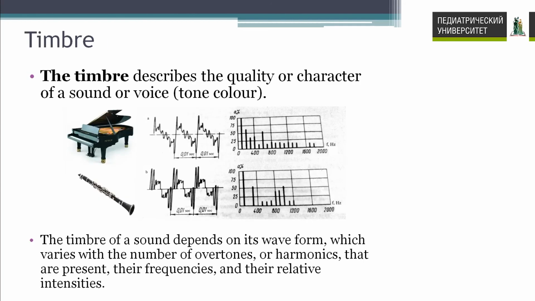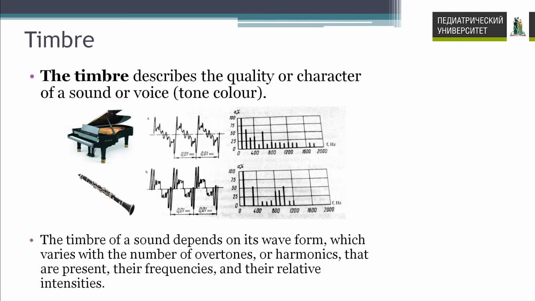Let's continue. The last psychophysical characteristic of sound, which we will talk about, is timbre. Timbre describes the quality or character of a sound or voice, tone color. The timbre of a sound depends on its waveform, which depends on the number of overtones or harmonics present, their frequencies and their relative intensity.